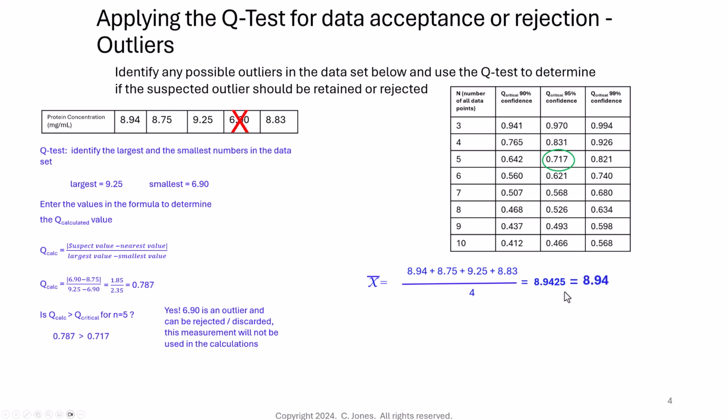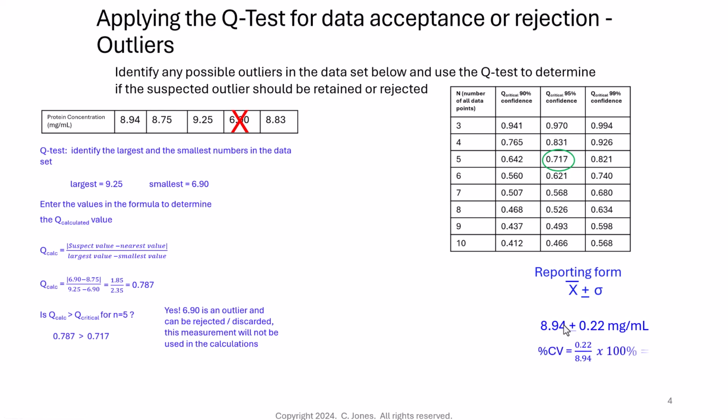We get 8.9425, but now we have to have 3 significant figures again, and the 4 is the last significant digit. It's the uncertain digit, so the next digit over is 2, so we retain the 4. And our standard deviation is calculated as before with your calculator, Excel, GraphPad Prism, whatever. Our reporting form again is going to be the average plus or minus the standard deviation. So this would be 8.94 plus or minus 0.22 milligrams per mil.